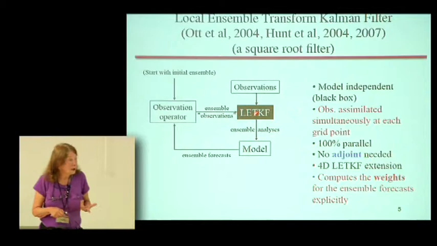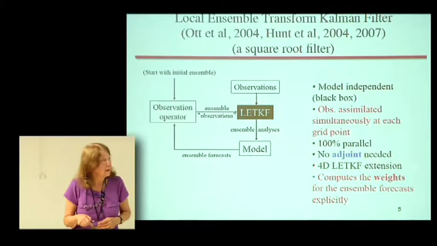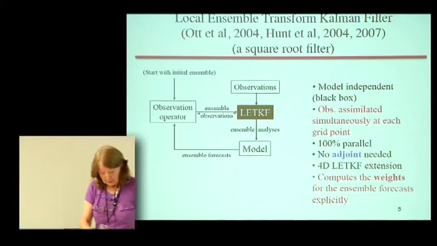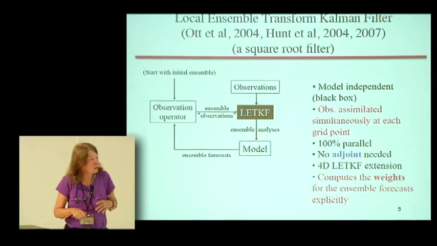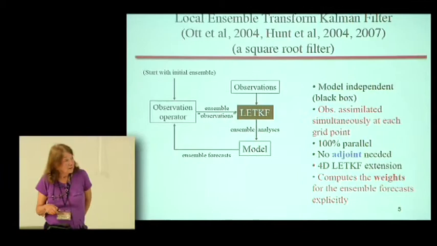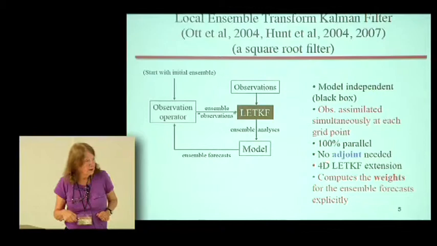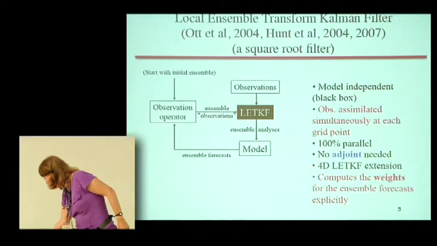So it's model independent, and this is very important because the other advanced method that has been very successful at ECMWF and many other centers is called 4D-VAR, and it's incredibly complex and complicated, and you need the linear tangent model, the adjoint model, and it's a mess. Whereas this doesn't really care what the model is. You just give it these two inputs, and it gives you the initial conditions. Unlike other ensemble Kalman filters, we assimilate the observations simultaneously. It's completely parallel, no adjoint needed, and it can be done in four dimensions like 4D-VAR, and we will see that it computes the weights for the ensemble forecast explicitly. Don't worry if you didn't understand what I was talking about.